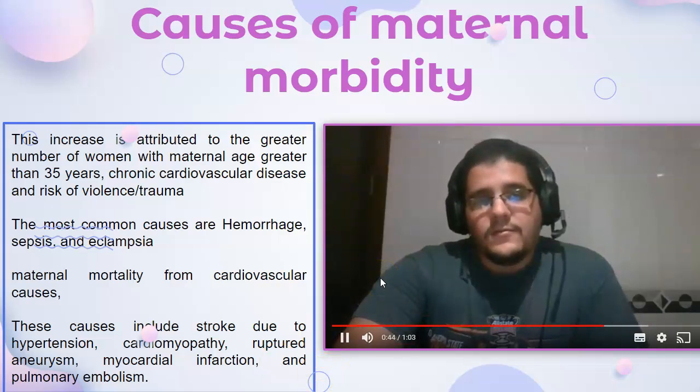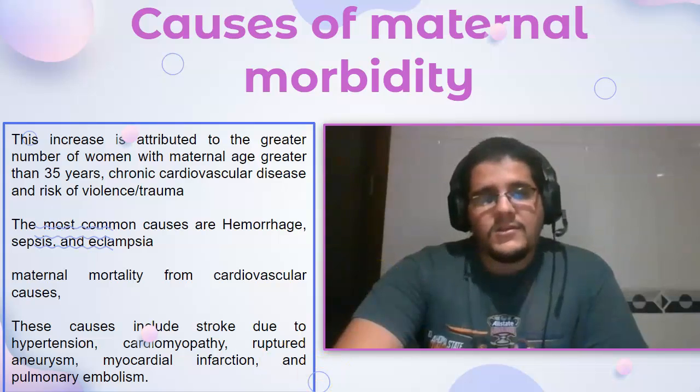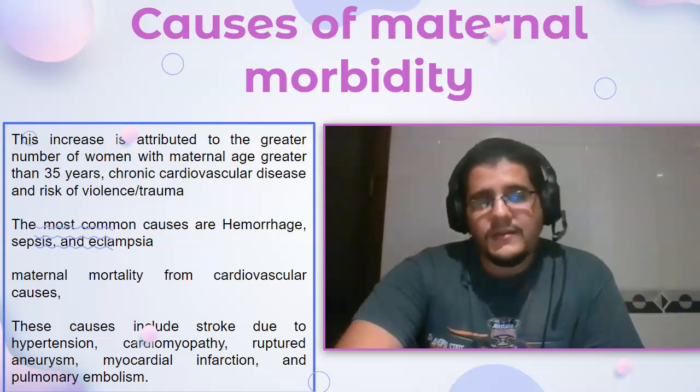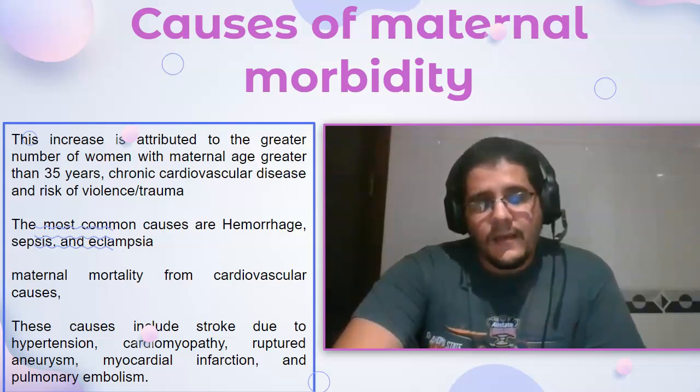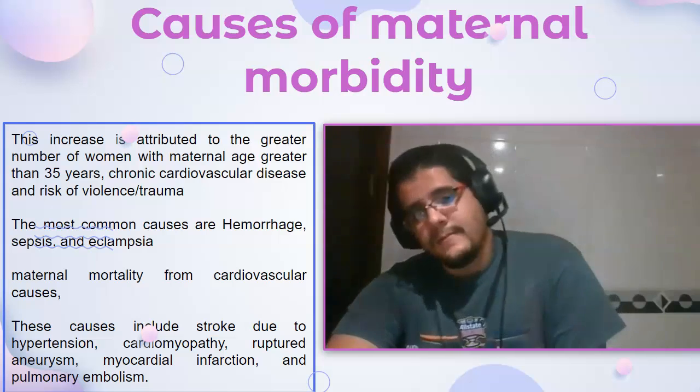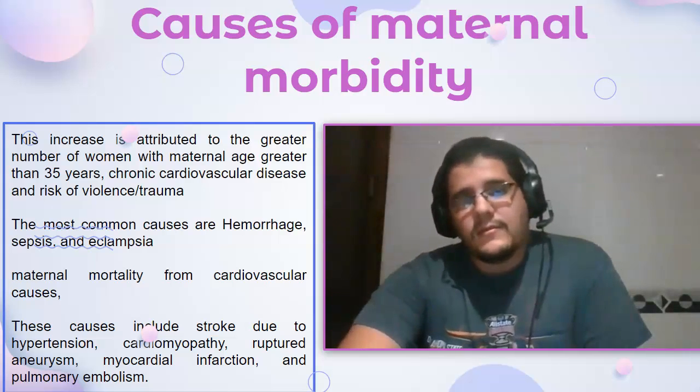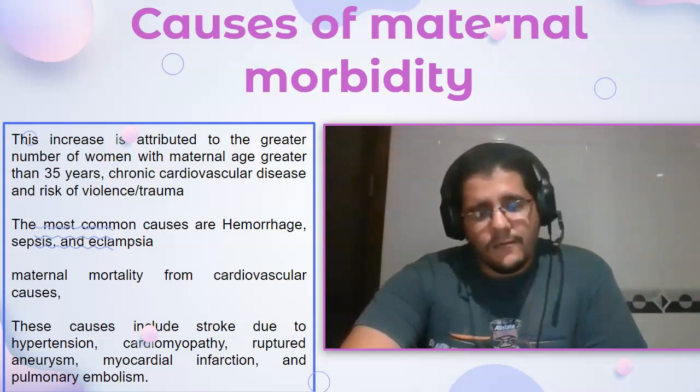This cause includes stroke, hypertension, cardiomyopathy, ruptured aneurysm, myocardial infarction, and pulmonary embolism. This is attributed to rising maternal obesity.